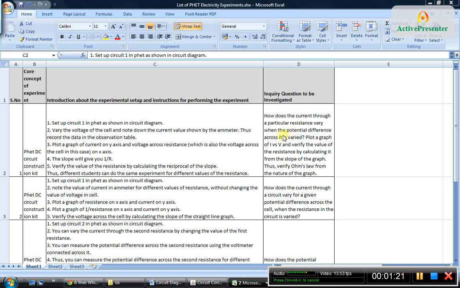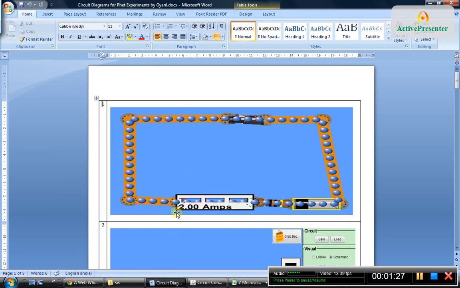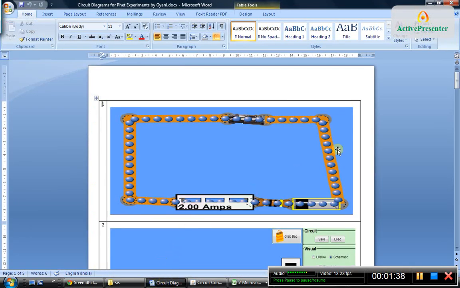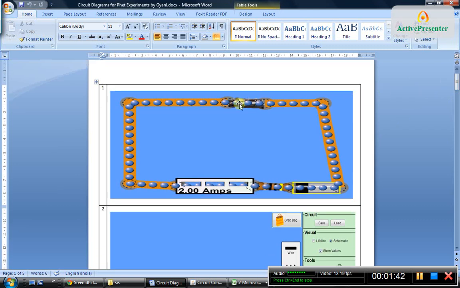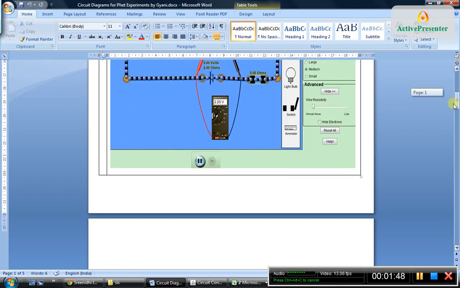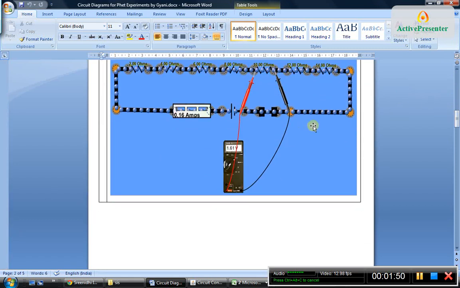Let's see what kind of circuit diagram we need. So for that you would have downloaded the circuit diagram file. The attachment is given here. See, this is the file, circuit diagrams for PHET experiments by Gyani. So click on that Word document and download it. So the first experiment circuit diagram is numbered here as 1. For experiment 2 you have to use the second diagram and so on. For experiment 3 you have to use this circuit diagram and so on.